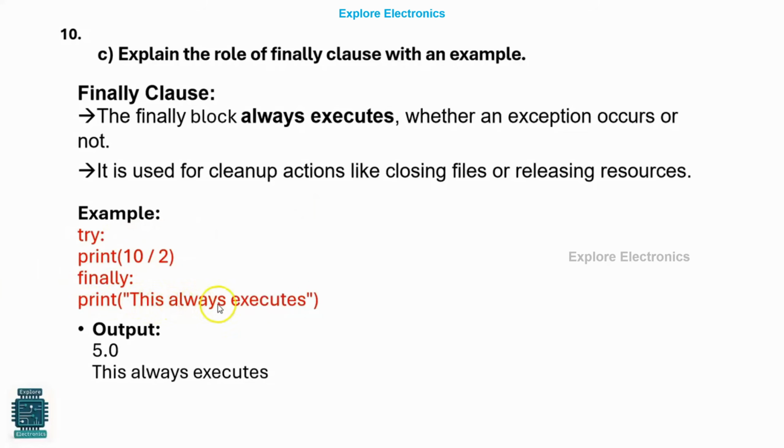Here I have taken two print statements. 10 divided by 2 gives 5. After that, it prints this always executes. This is the role of finally clause in exceptions. Clear? In exception handling, this plays a major role. You can write two to three sentences with respect to the question and the marks allotted to that question, and whatever you can write easily.